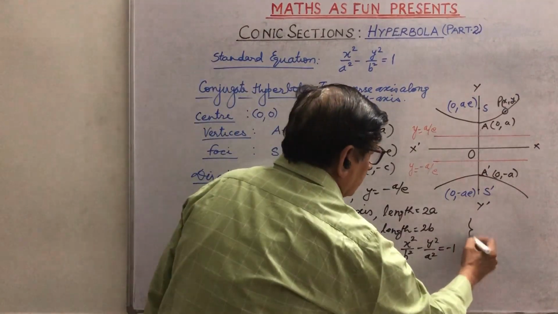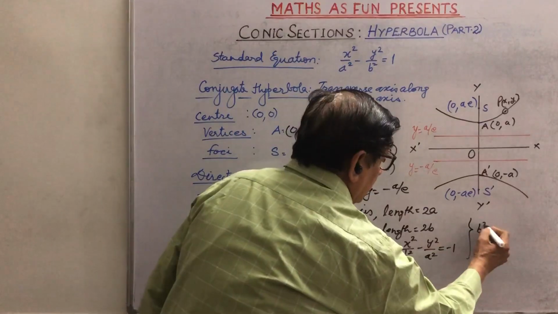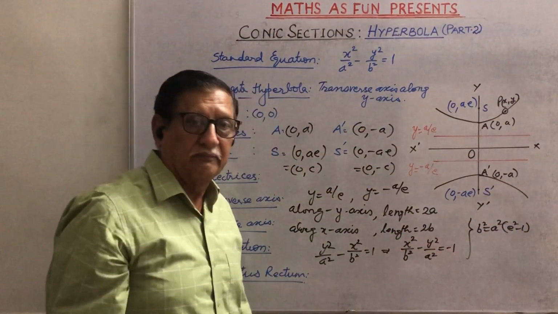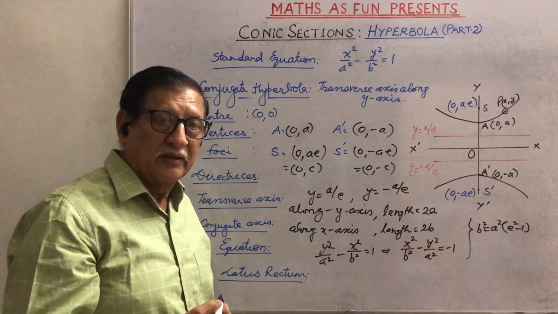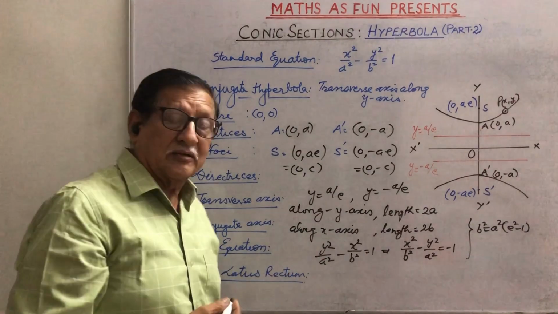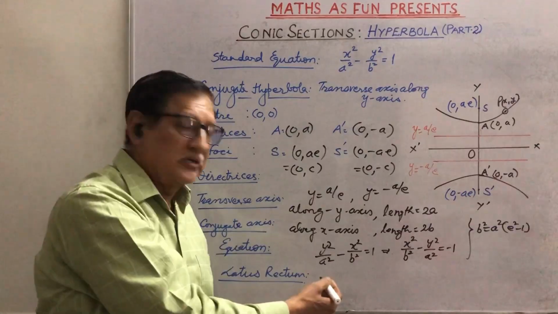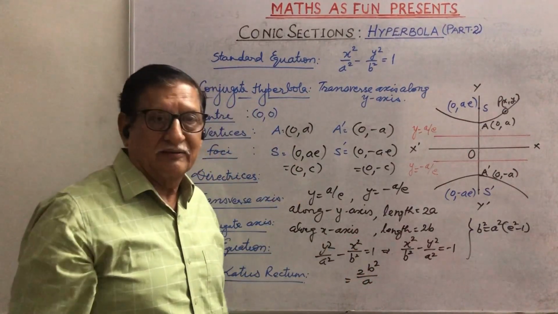We are to learn here that the relation between a and b is the same here also, that is b square is equal to a square into e square minus 1. And e is greater than 1 for hyperbola, that we know. Now, what about the latus rectum? The length of latus rectum will be the same as it was there, that is equal to 2b square upon a.